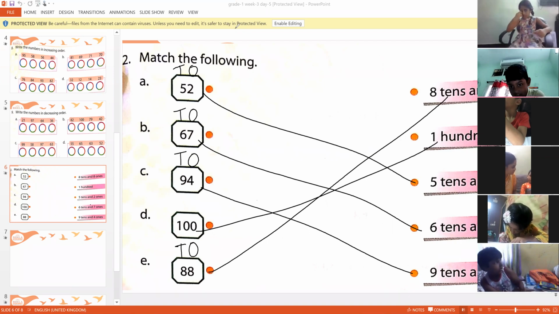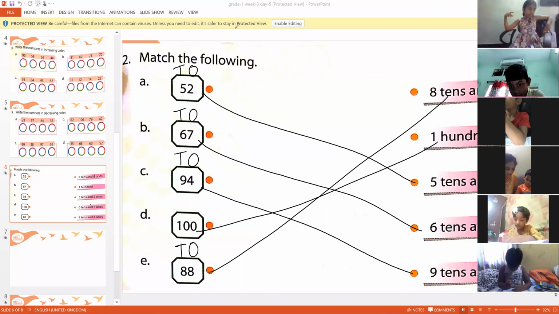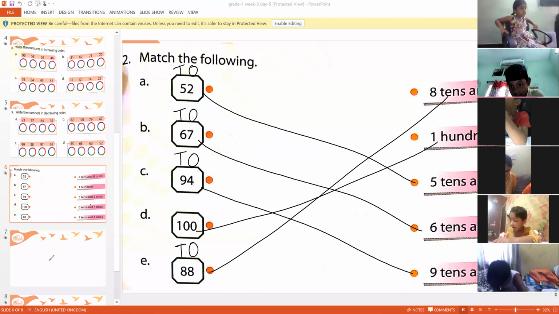Okay? Is there anyone who is still writing? Then you can raise your hand. If there is anyone who is still writing, then please raise your hand, children. Again, I am repeating, if there is anyone who is still writing, then please raise your hand. Okay, fine. So there is no one who is still writing.